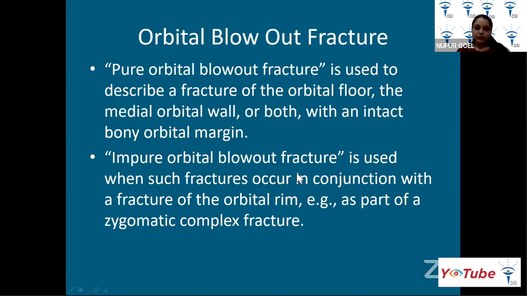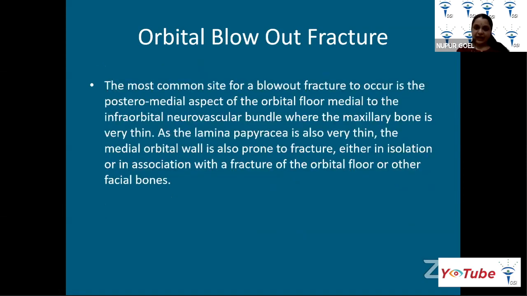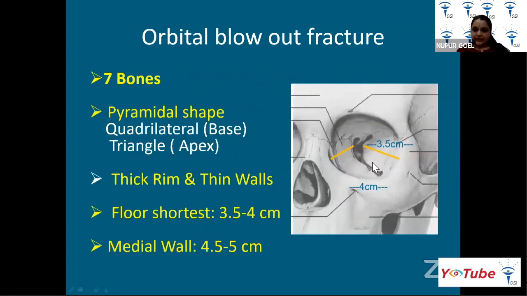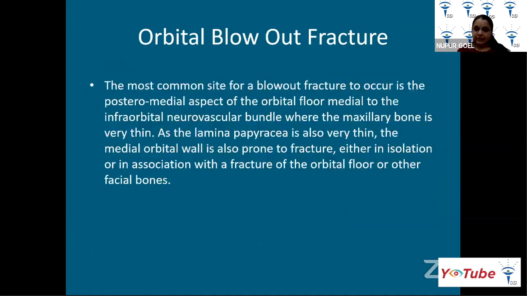The impure orbital blowout fractures are the ones where these fractures occur in conjunction with a fracture of the orbital rim, for example, as part of a zygomatic complex fracture. So the most common site for a blowout fracture to occur is the posteromedial aspect of the orbital floor. You can see this one because this is the thinnest part, medial to the intraorbital neurovascular bundle, where the maxillary bone is very thin.